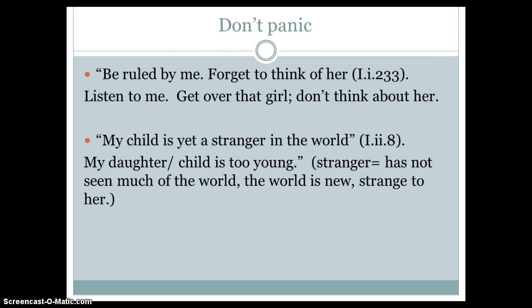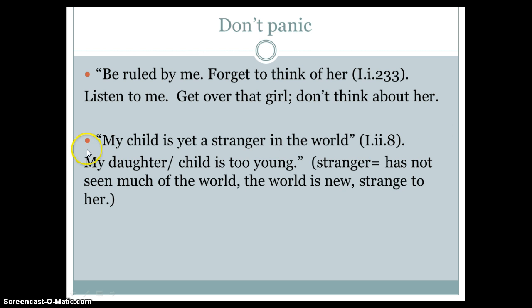"Be ruled by me. Forget to think of her." Okay, what does it mean by ruled by me? If I'm ruling you, I'm telling you what to do. So he's saying, I'm telling you what to do. Forget to think of her. Don't think of her. Right? Get over that girl. So listen to me. Get over that girl. Don't think about her.